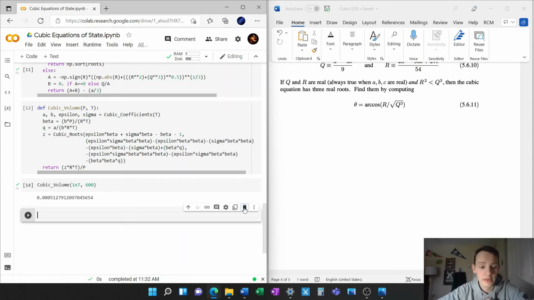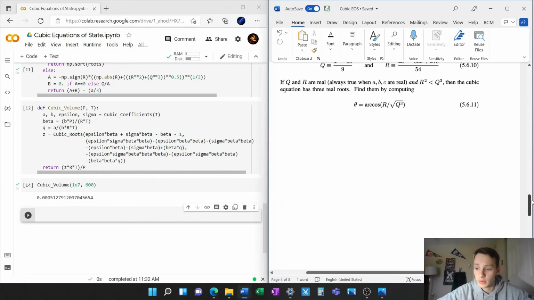We're below the critical point. That's what matters, which means that we should be getting 3 specific volume values. So something is wrong with our code.